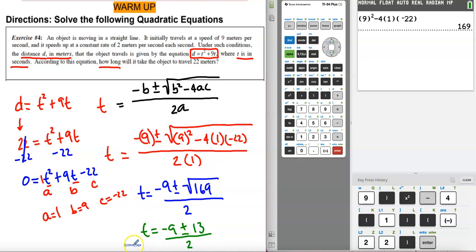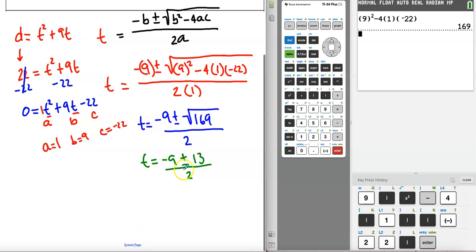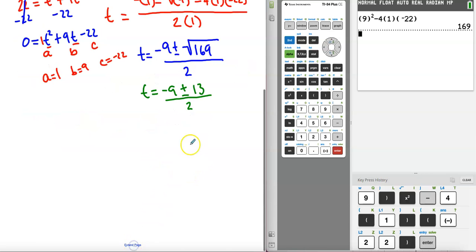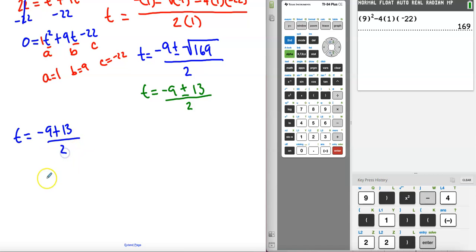Okay, and so now what I want you to see here is you have two solutions. This is what this plus and minus is for. Again, so my first solution is t is equal to -9 plus 13 divided by 2. And my other solution is t is equal to -9 minus 13 divided by 2.